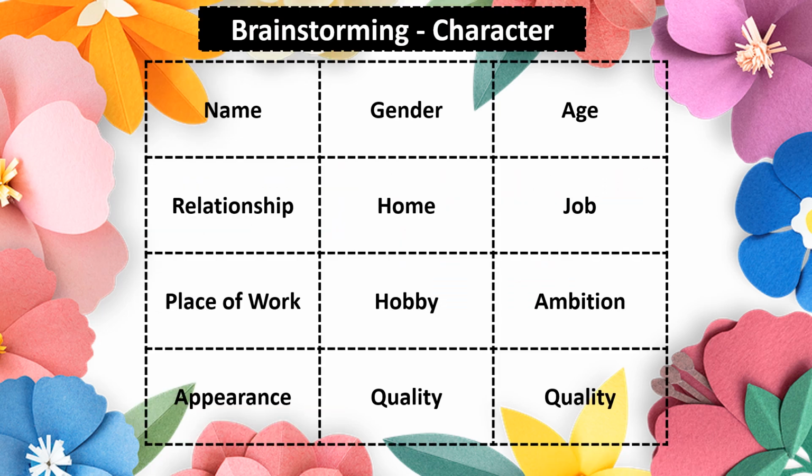Now let's look at the character brainstorming. So you can ask these details for your characters. For example, name, gender, age, relationship, home, job, place of work, hobby, ambition, appearance, quality, and another quality.